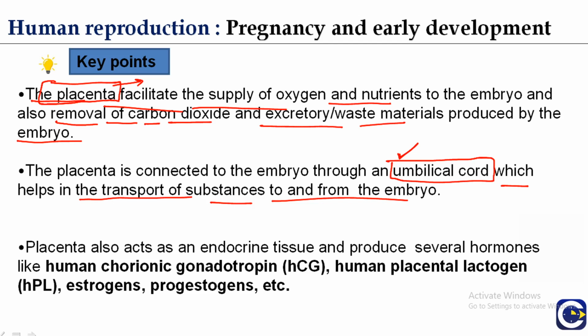The placenta also acts as an endocrine tissue and produces several hormones. The role of the placenta is important because it produces hormones like human chorionic gonadotropin, human placental lactogen, estrogen and progesterone. And this human chorionic gonadotropin (HCG), at the 9th week, leads to the production of estrogen and progesterone, which are very important and help in sustaining the pregnancy throughout the period.